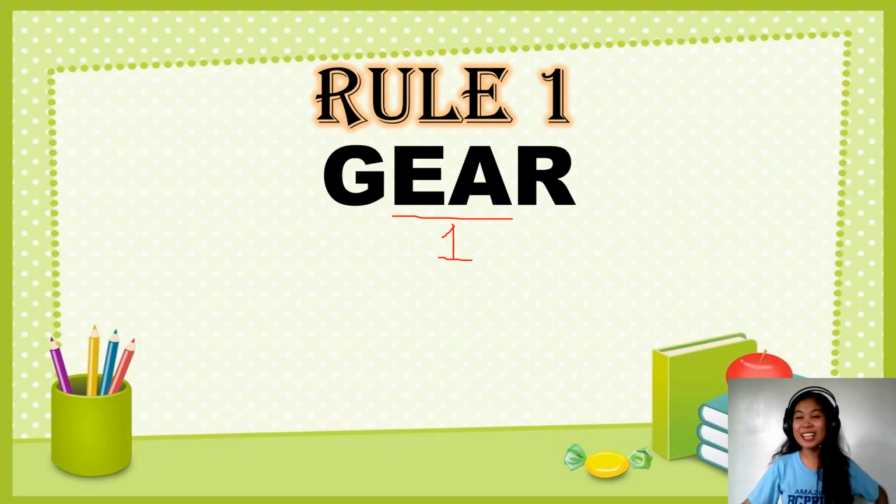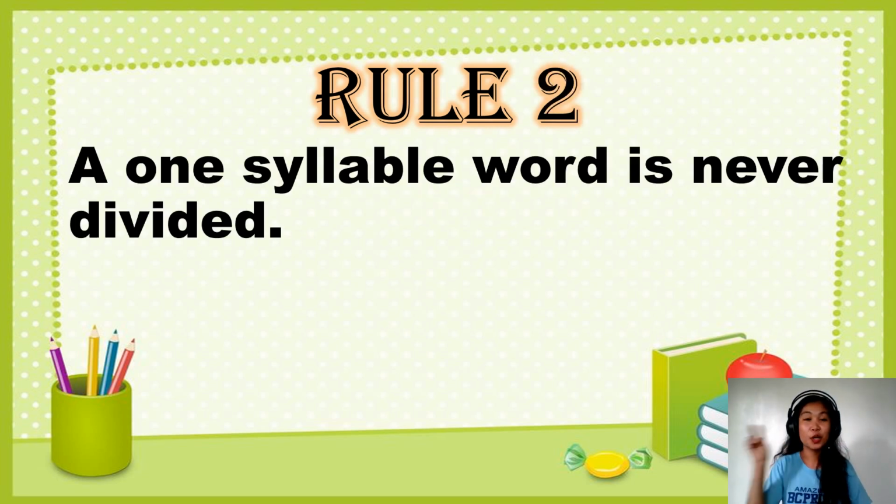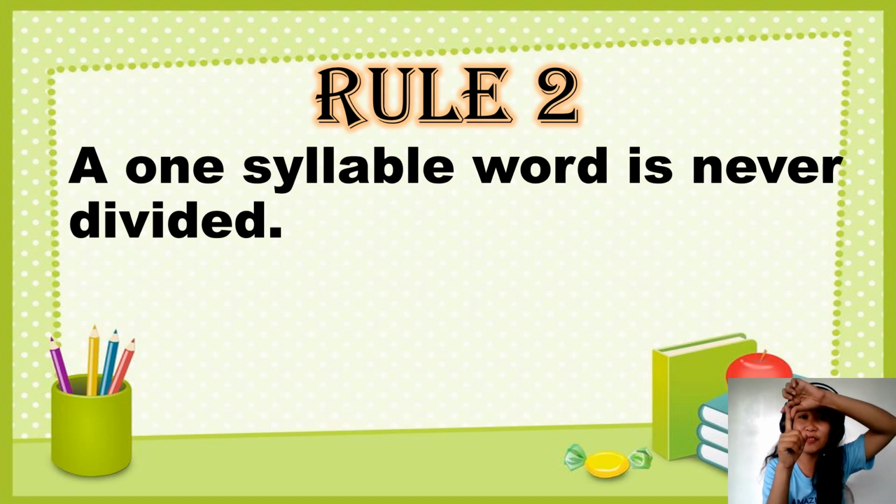Very good. Let's turn to rule number 2. Rule number 2. A one-syllable word is never divided. Of course, since it's already one, you cannot divide it into 2. That's impossible. Okay? Let's try this.